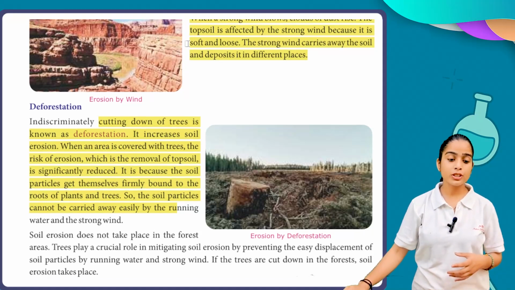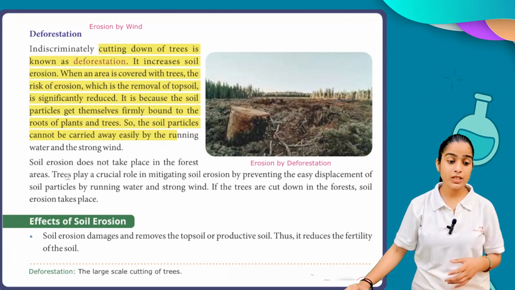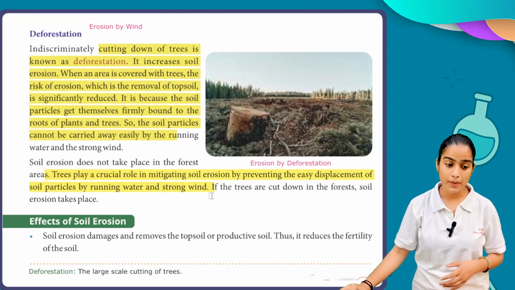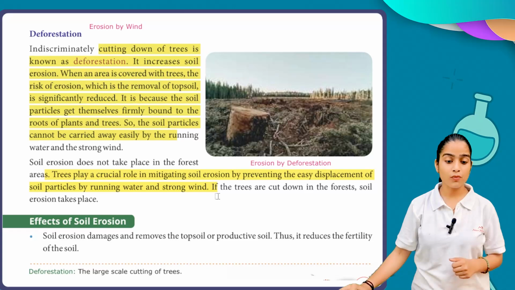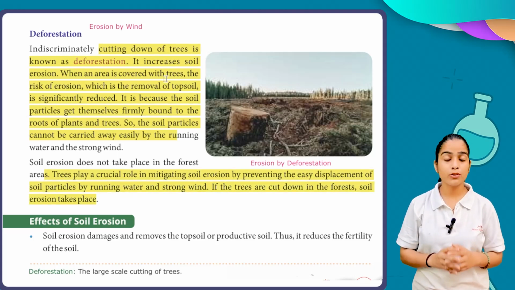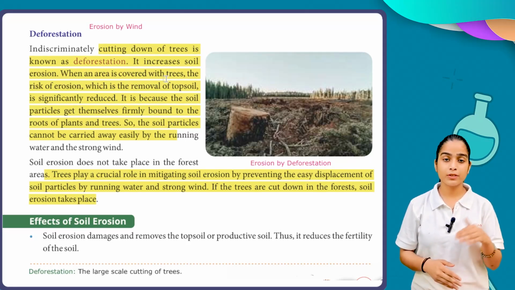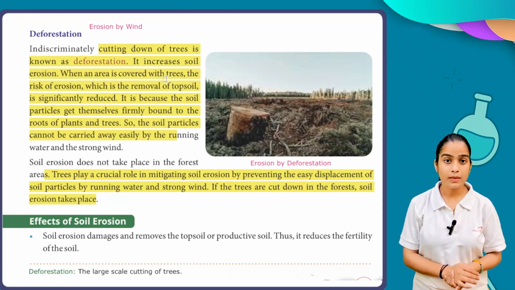Now soil erosion does not take place in forest areas. Trees play a crucial role in mitigating soil erosion by preventing the easy displacement of soil particles by running water and strong wind. If the trees are cut down in the forest, soil erosion takes place. So what we understand here is that where we have forest, where we have a good amount of trees, soil erosion cannot take place. But if we have fewer trees, and deforestation happens again and again, soil erosion may follow.